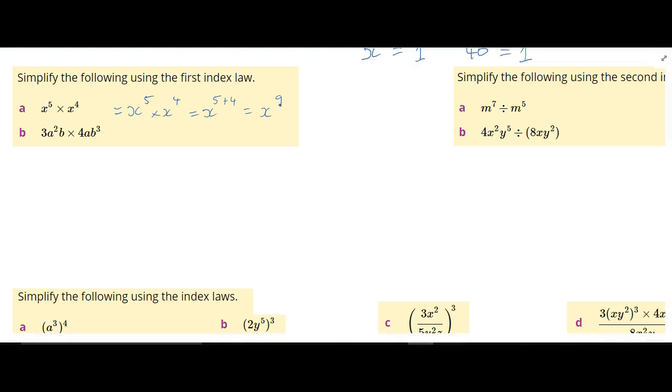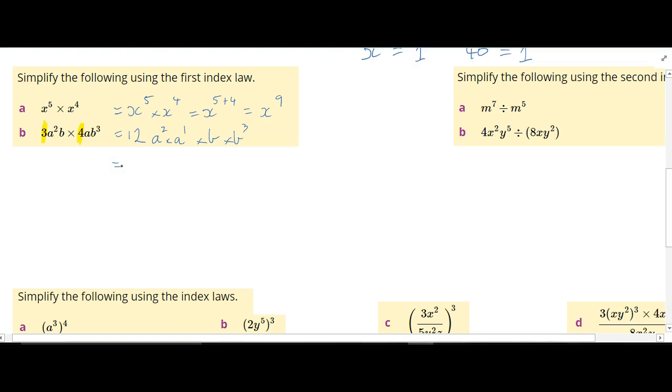Now, this second one here is a little trickier because it's got coefficients here. Now, these are just simple, so coefficients you just treat as numbers. So 3 times 4 is 12. Okay, so I usually work out the coefficients first. 3 times 4 is 12. Now, do the a's next. a^2 times a^1 is going to equal a^3. Let's do the b's as well. So b times b^3. Okay, so notice I'll put them in order.